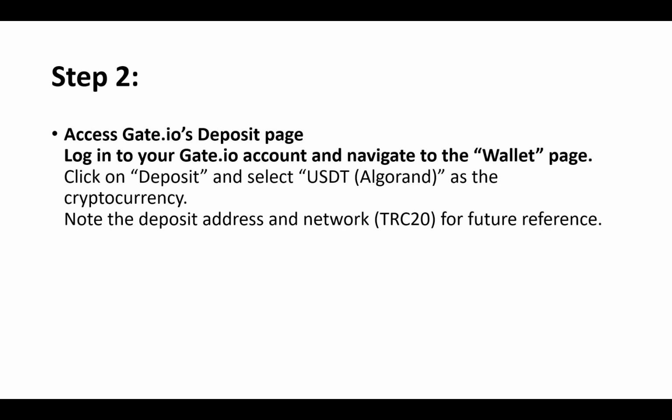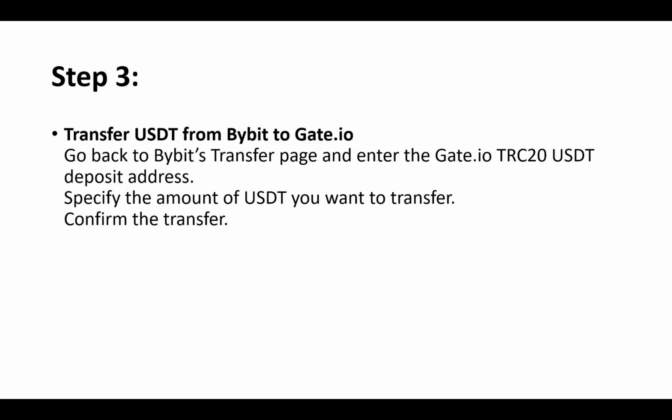After that, you're gonna access Gate.io's deposit page. Log into your Gate.io account and navigate to the wallet page, click on deposit and then select USDT as the cryptocurrency. Note the deposit address and network TRC20 for future reference. Note them down. After that, you're gonna transfer USDT from Bybit to Gate.io.